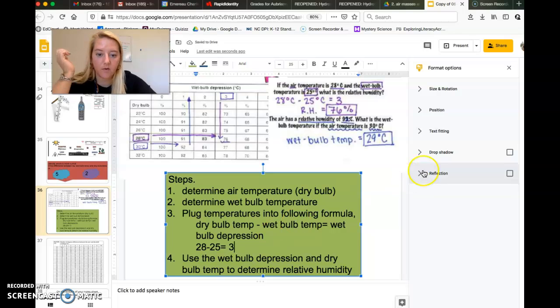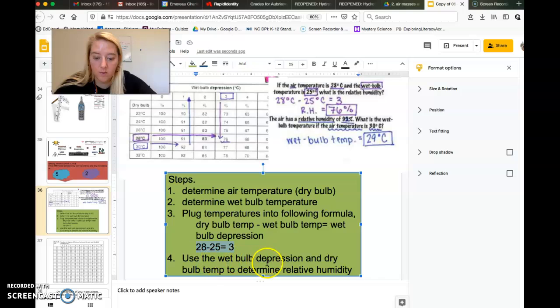Now, to calculate my relative humidity, I need to go one step further and compare my dry bulb temperature with my wet bulb depression to get the relative humidity. My wet bulb depression is 3, so we're going to go in this column. My temperature is 28 degrees Celsius, so we need our dry bulb temperature. We trace the two to where they meet, which is right here. And that is our relative humidity. In this case, our relative humidity is 76%.